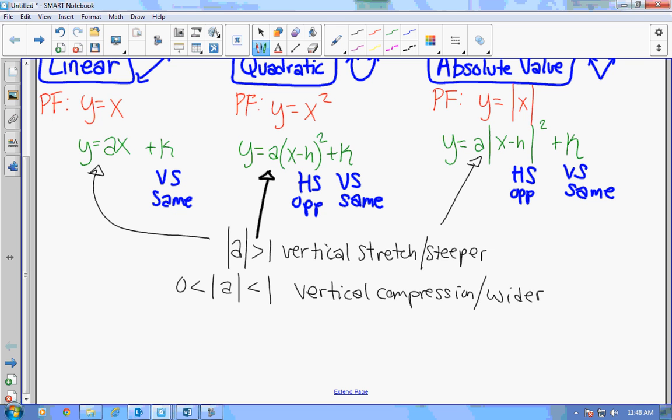Okay? And the last thing is if A is less than 0. No need for the absolute value sign because if you do the absolute value, we can't do less than 0. What happens if it's negative? It flips about the x-axis.